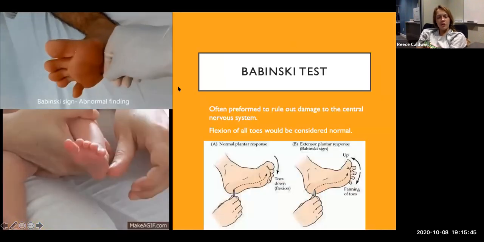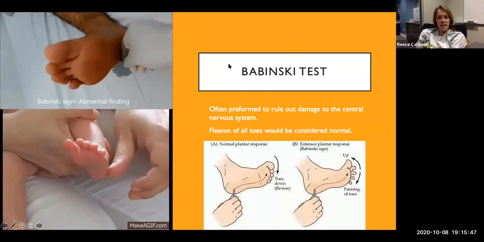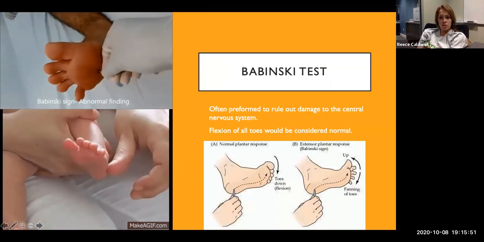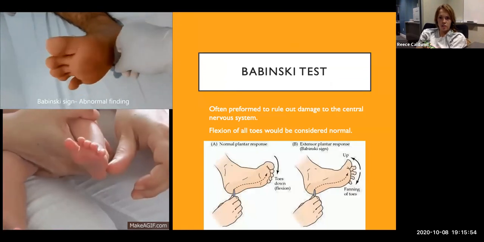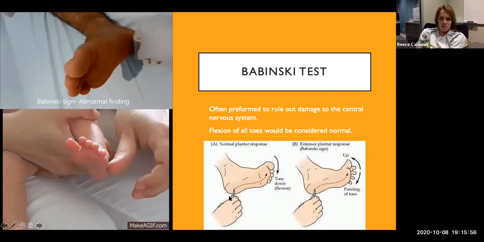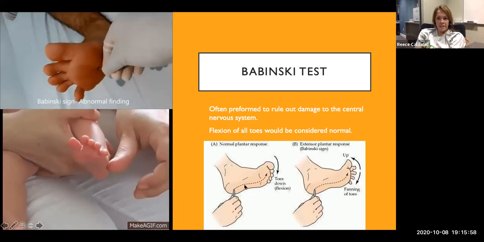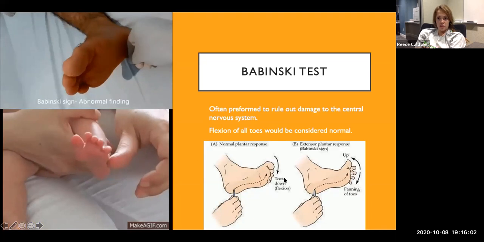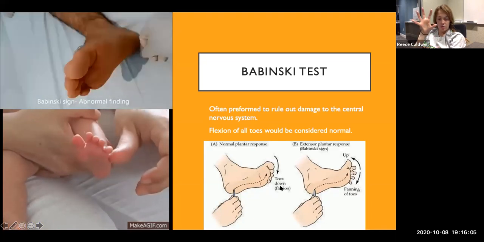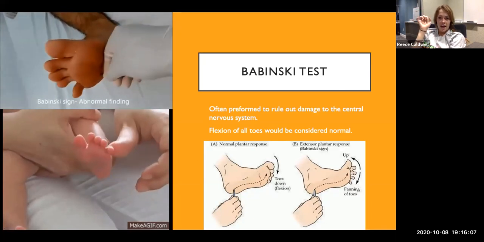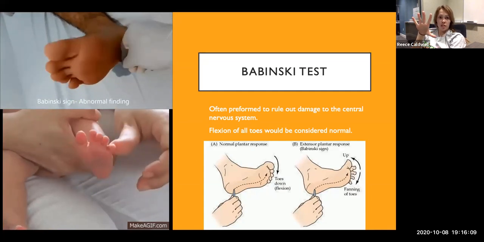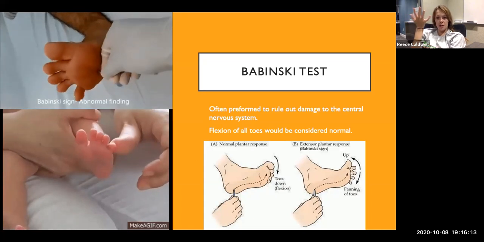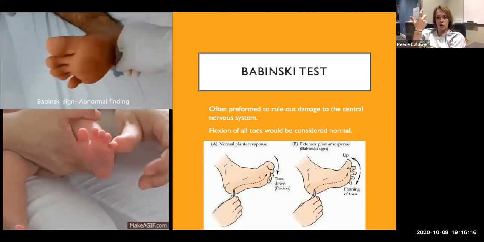Another somatic reflex test we have is the Babinski test. This is used to rule out damage to the central nervous system, so to the brain and spinal cord. And what happens is the doctor would run a pin up your foot. The normal response would be that the toes would go down, like flexion. They would kind of curl in. The abnormal response would be that they would go up and flare out. So that could indicate some type of damage to your brain or spinal cord.